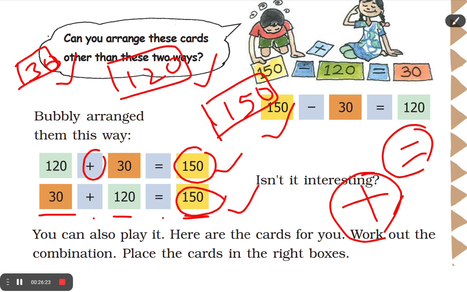And see, these two cards are there, 30 and 120. If you add 120 and 30, that gives you 150. Or if you add 30 and 120 also, that gives you 150. So try to understand this and do the remaining questions in a similar way. Those also we will check now.